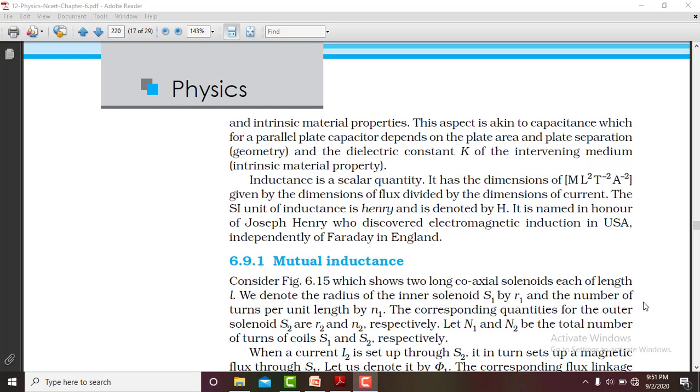Now inductance is a scalar quantity. Its dimension formula is M L squared T to the power minus 2 A to the power minus 2, which is given by the dimensions of flux divided by the dimensions of current. Here the SI unit of inductance is Henry, denoted by capital H, which is a scientist. As a noun we represent it with the scientist's name. Now there are two types of induction: one is self-induction, another one is mutual induction.